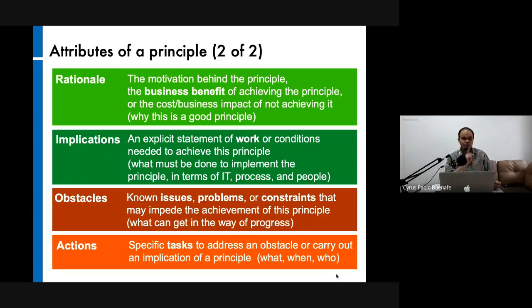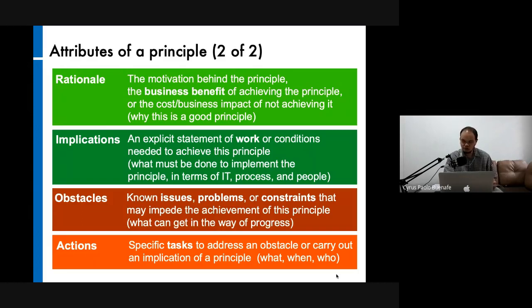implications, okay, it's an explicit statement of work or conditions needed to achieve these principles. So this is where the specifics start to come in. So in order for this principle to happen, the question that you want to answer is what must be done to implement the principle? So if I were to make sure that this principle becomes true, what do I need to do? Okay? Or what should happen? What should happen in terms of IT, but not only in IT, in terms of process, in terms of people.